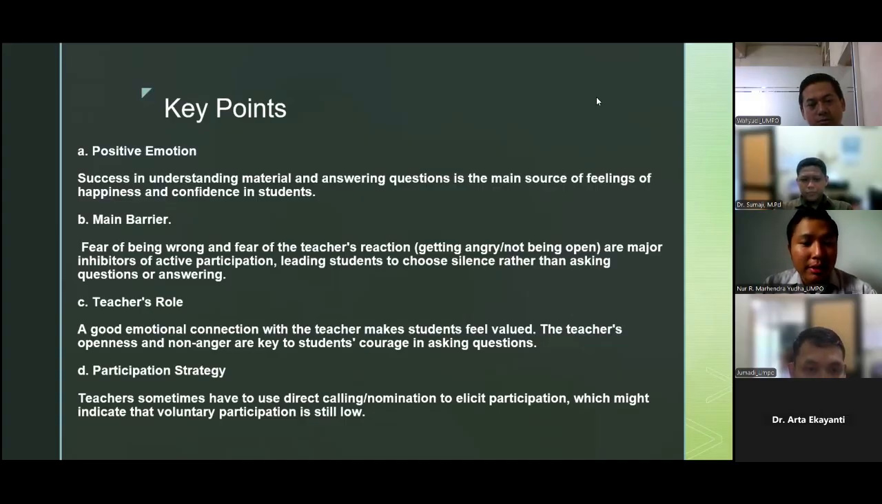The third key point is the teacher's role. A good emotional connection with the teacher makes the student feel valued. The teacher's openness and non-anger are key to student courage in asking questions. And the last key point is the participation strategy. We can make a certain strategy to counteract that weakness. Teachers sometimes have to use direct calling or nomination to elicit participation, which might indicate that voluntary participation is still low. Next slide, please.